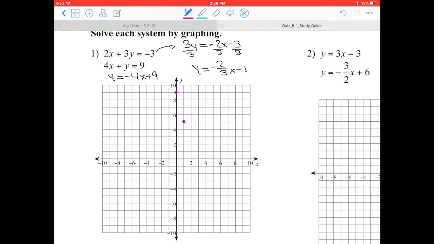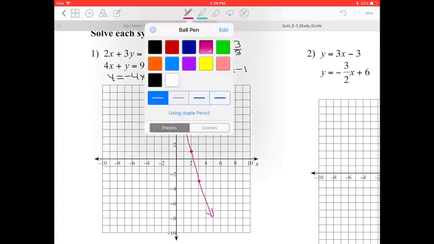Down 4 and over 1. And down 4 over 1. So that should be good enough. I'm going to do my best to... Okay, obviously that was not very straight, but I think it serves its purpose for what we need to do here.